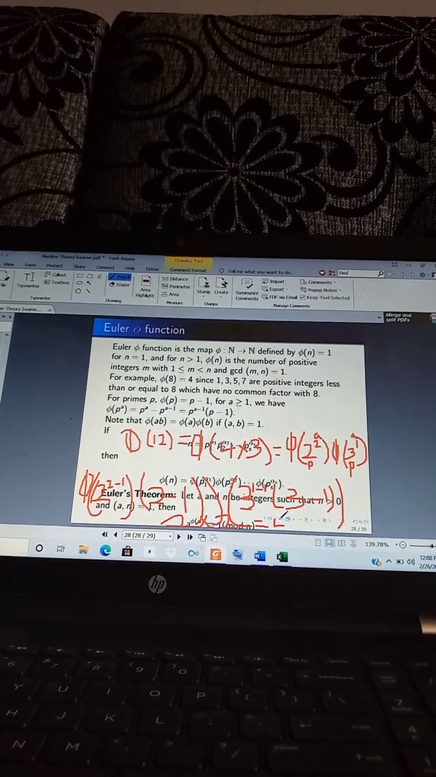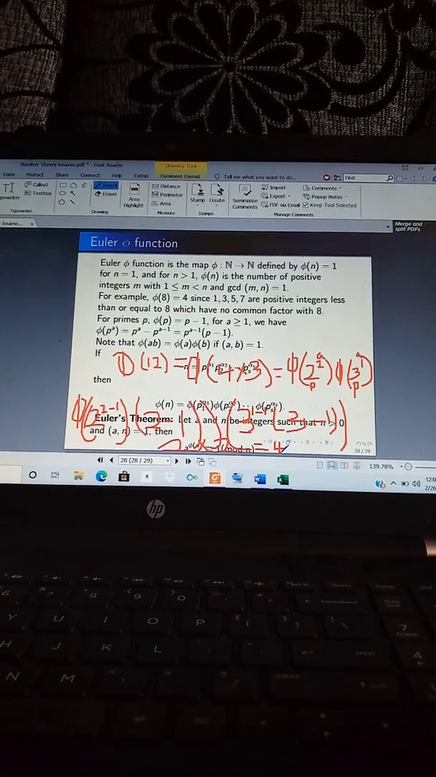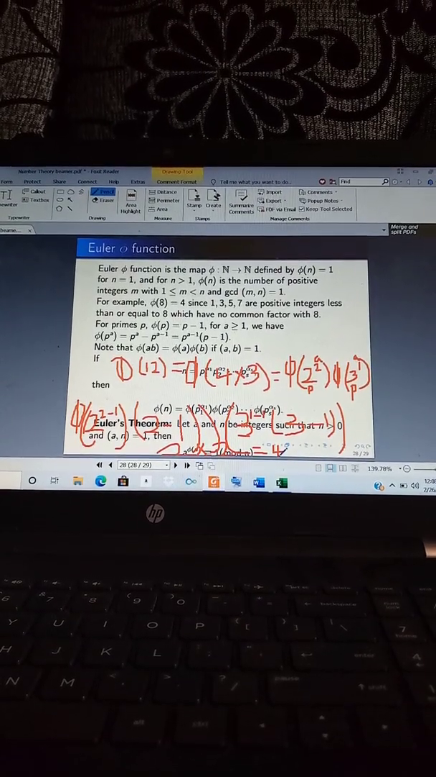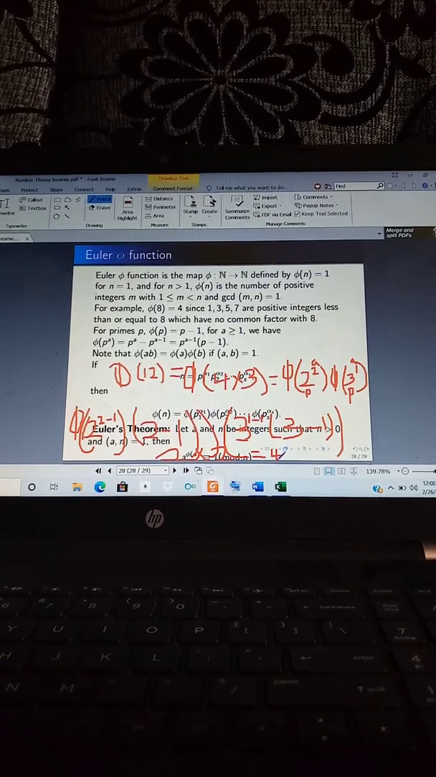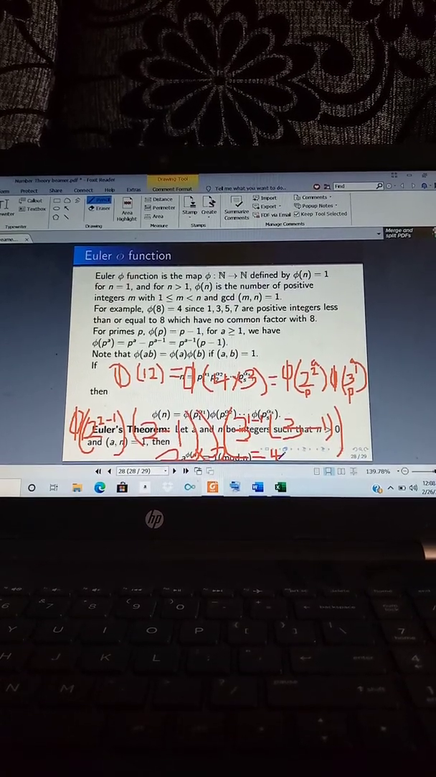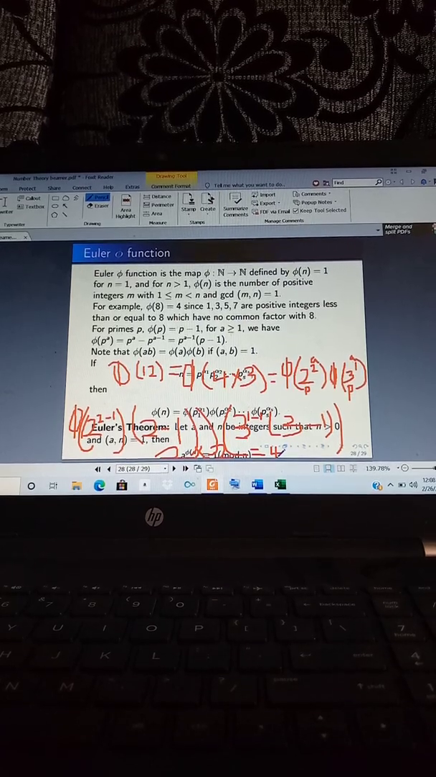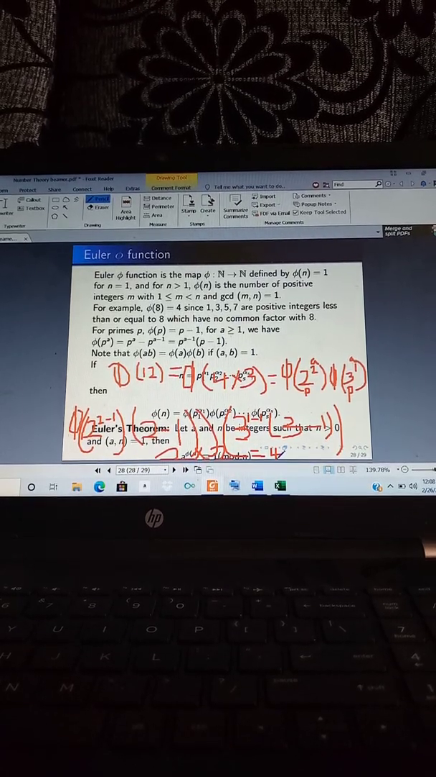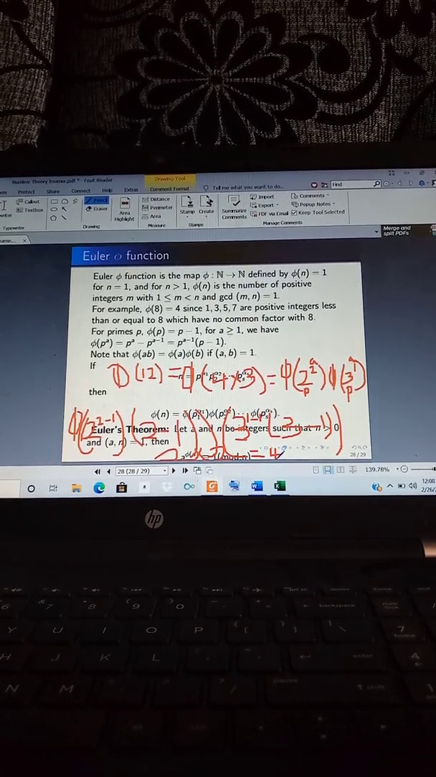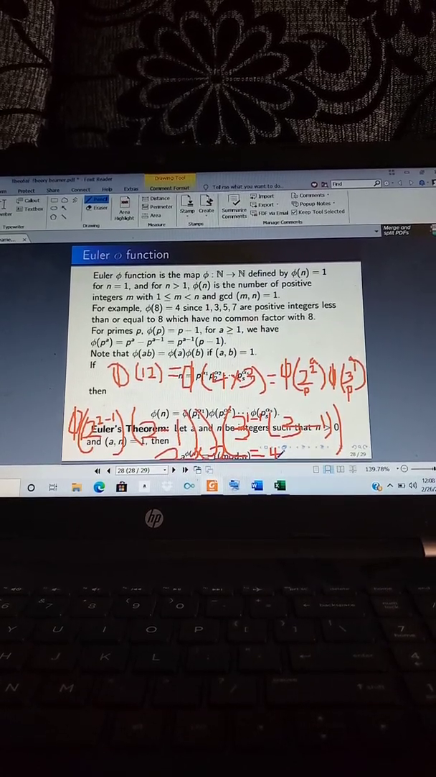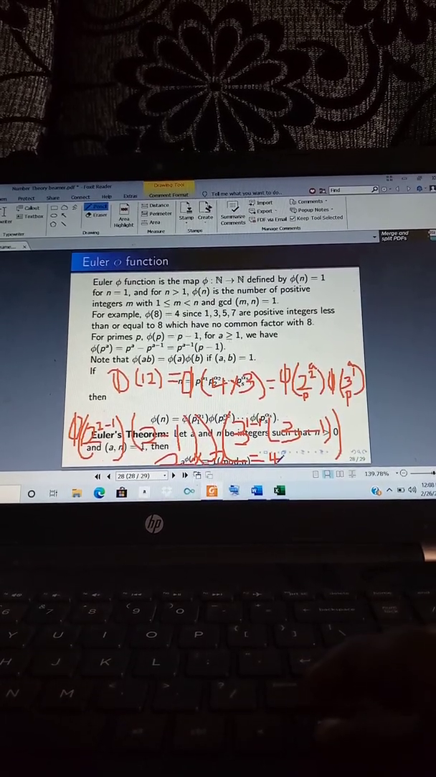It is very easy for us to know this for small numbers, but we are talking about the case of maybe a large positive integer. We know already that the numbers less than 12 that are relatively prime with 12 are 1, 5, 7 and 11. So you can see that is 4.